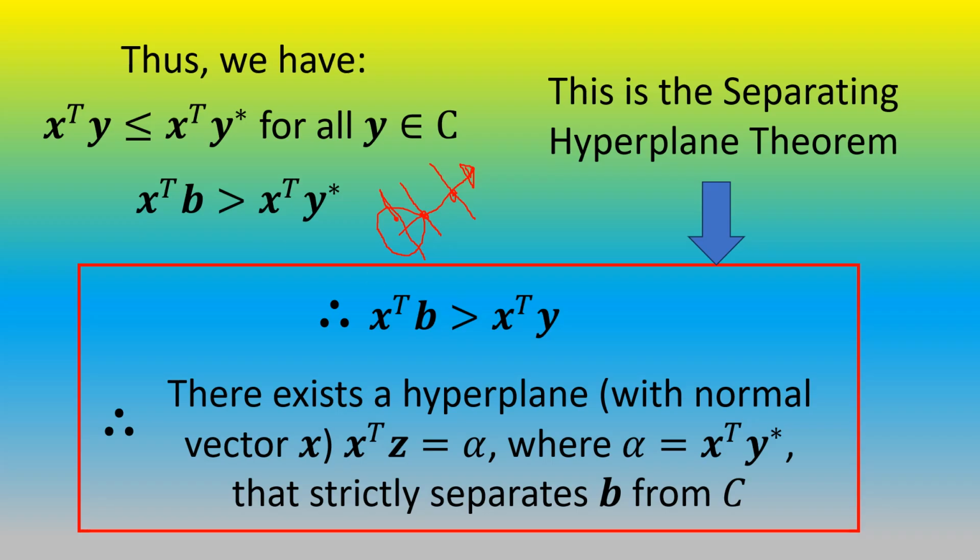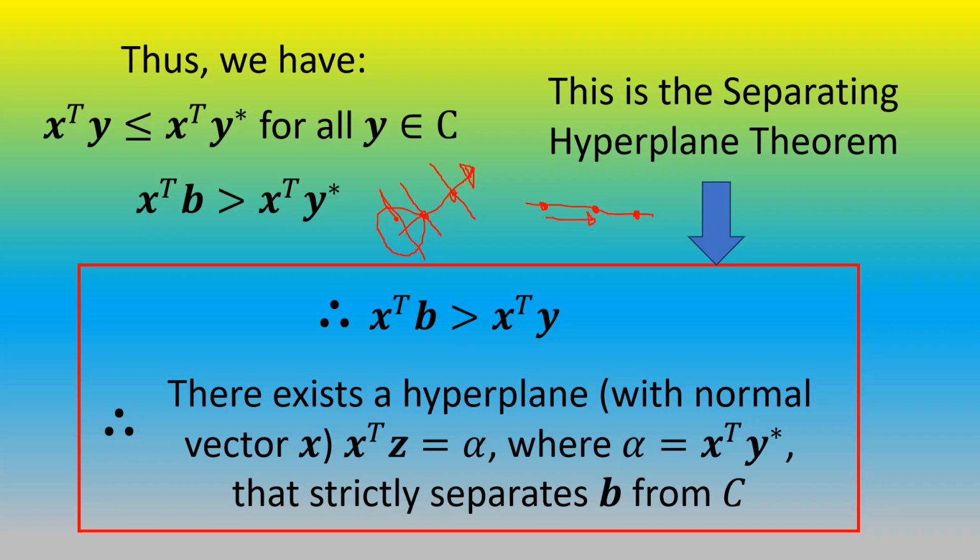So we're going to draw a number line like this, and then maybe x transpose b is over here, that's some value. x transpose y star is over here as some value, and x transpose y is maybe over here. So x transpose y could be equal to x transpose y star, but x transpose b always has to be greater than x transpose y star.